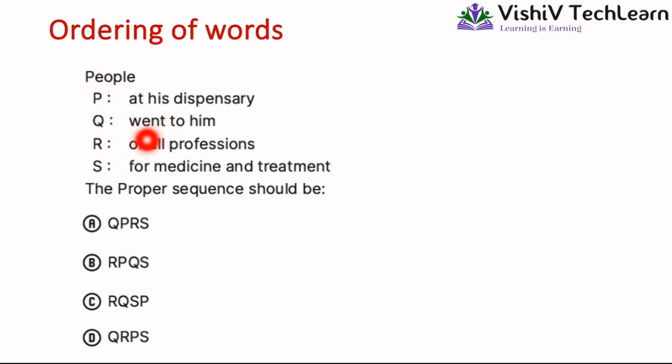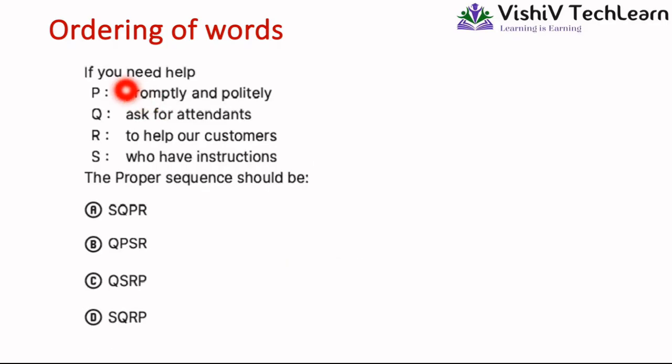If we start with option Q, people went to him for medicine and treatment of all professions at his dispensary, again that is a mismatch kind of sentence. If we start with option R, people of all professions, now this is making sense. People of all professions, and then next could be went to him, people of all professions went to him for medicine and treatment at his dispensary. That could be the right sequence. So our sequence is RQSP, and that is option C. Option C is right.